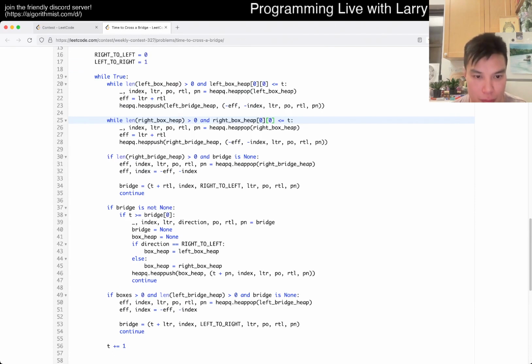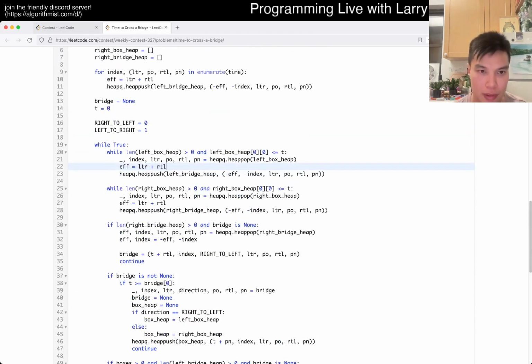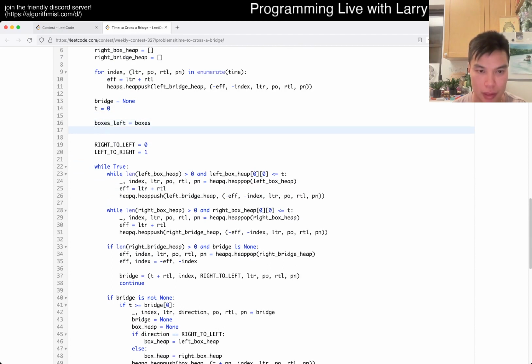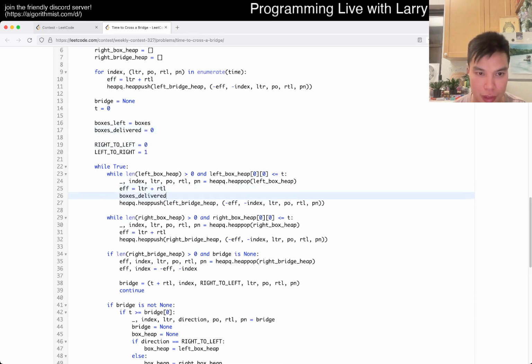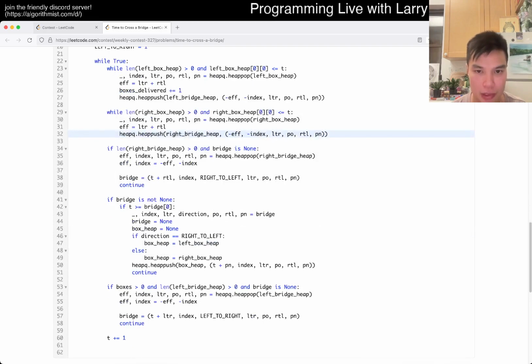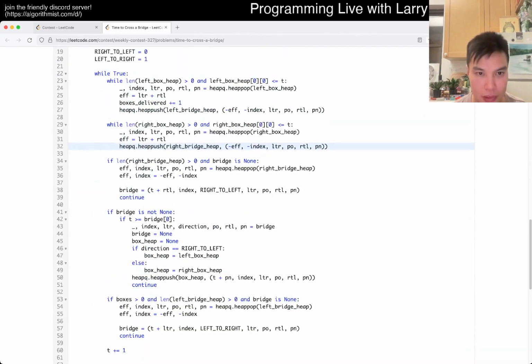Oh, and in this case, no. If this is done, okay. So then now this is left delivered. Okay, fine. So boxes left is equal to boxes, and then now boxes left delivered is equal to 0, right? And now we say in here that we deliver the box. Well, actually, on attempting to pick up, you should already remove the boxes.